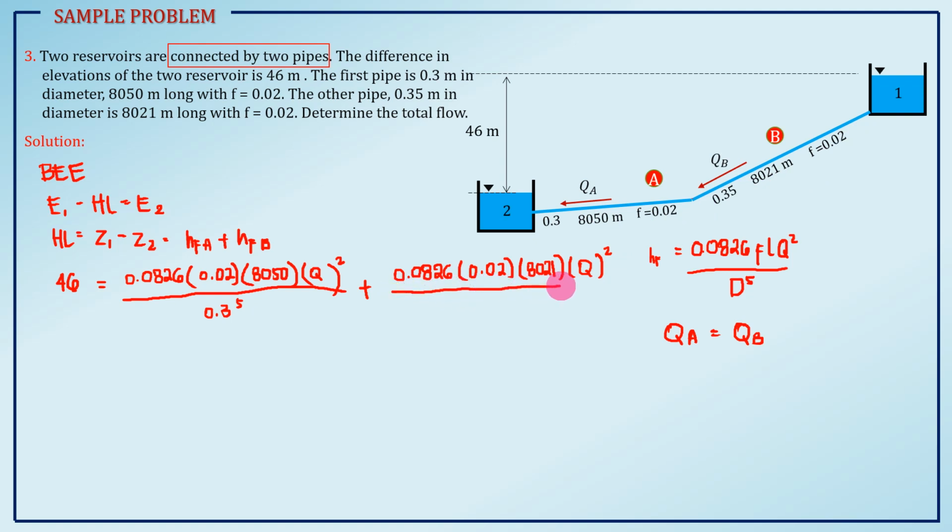Yan din yung wini-withdraw ng reservoir 1 mo papunta kay reservoir 2. Wala namang ibang lalabasan yan eh, kasi pipeline lang naman yung connection natin dito. Okay? And then, divide this the diameter. So, diameter is 0.35 raised to 5. Here, the only unknown is the Q, the total flow from your reservoir 1 and 2, so masasagot natin siya agad. So, Q here is 0.0758 cubic meter per second. So, that is our answer for this sample problem number 3.